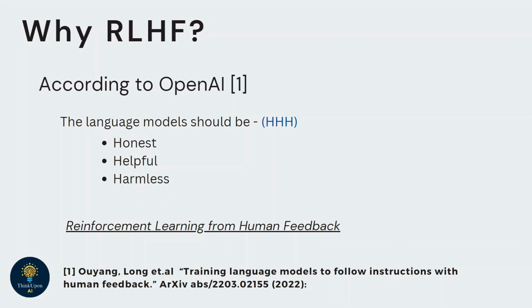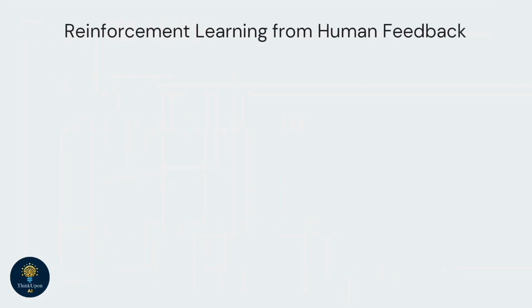Let us look at the term itself. If you see, the term itself is divided into two components. One, reinforcement learning, and second, human feedback. Now we'll look at both of the terms one by one in order to better understand the concept. First, let us understand the basics of reinforcement learning.